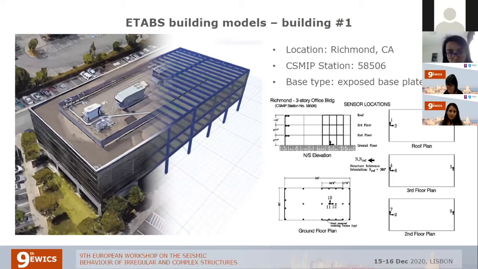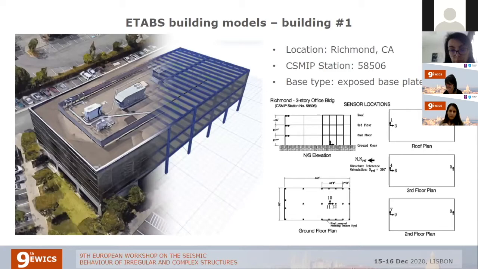So the first building is a three-story office building located in Richmond in the San Francisco Bay Area in California. This building has exposed base plates. It was instrumented with 12 sensors, and there are 8 ground motion records available for this one. Right here you can see our model and the Google Earth photograph of the building.